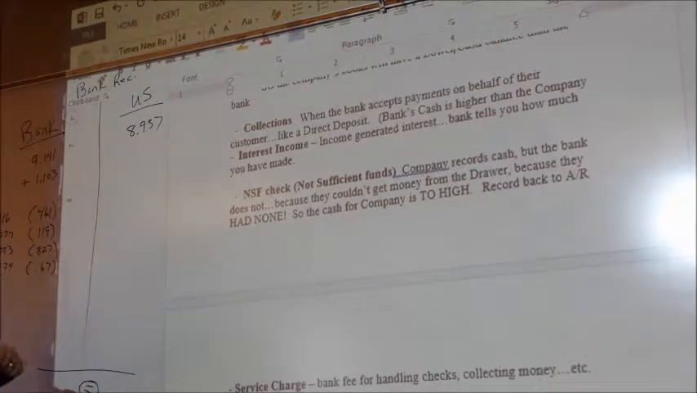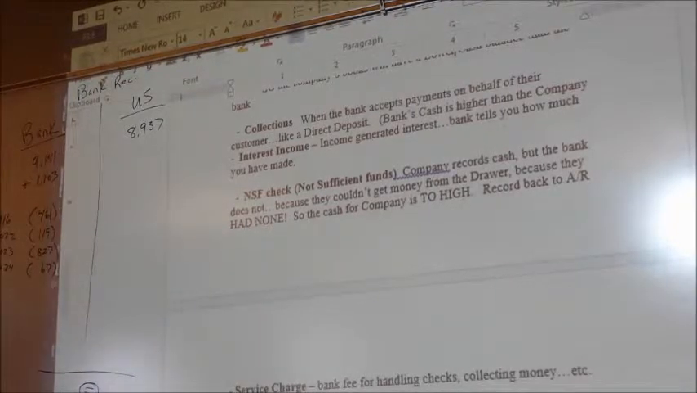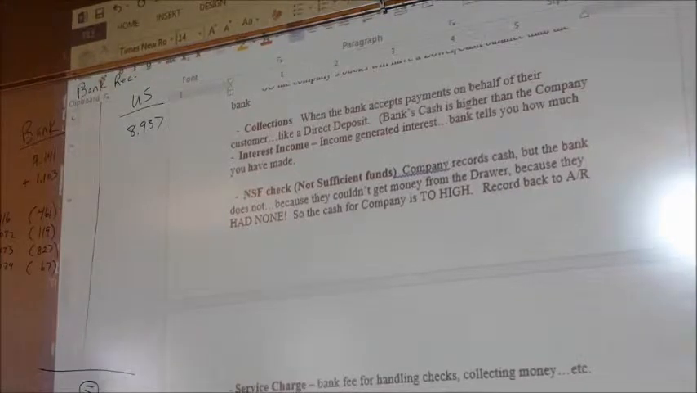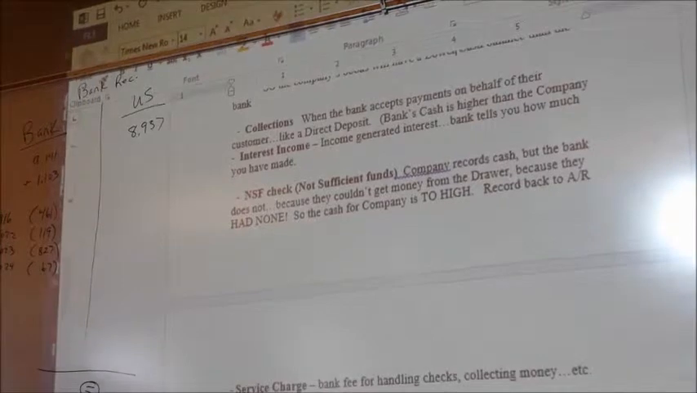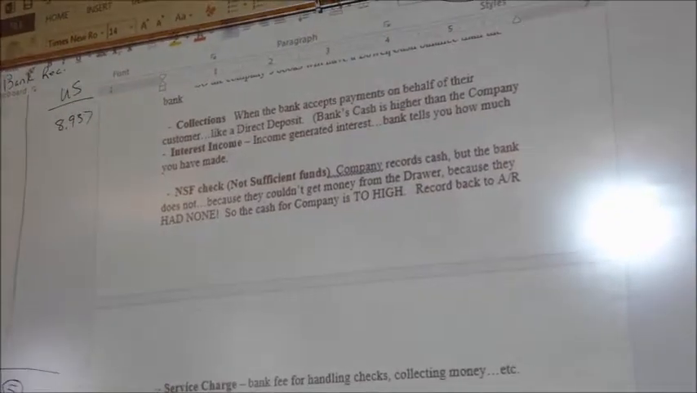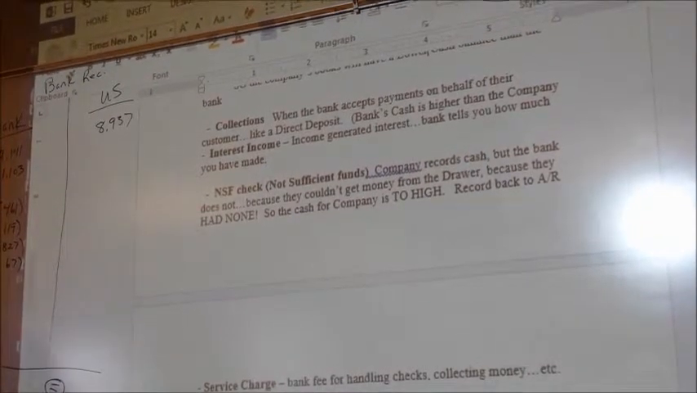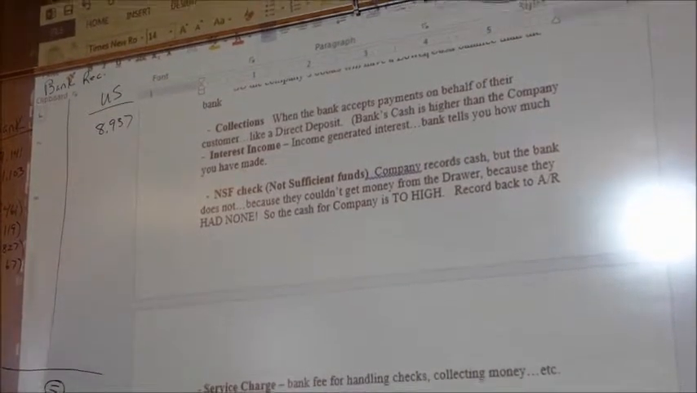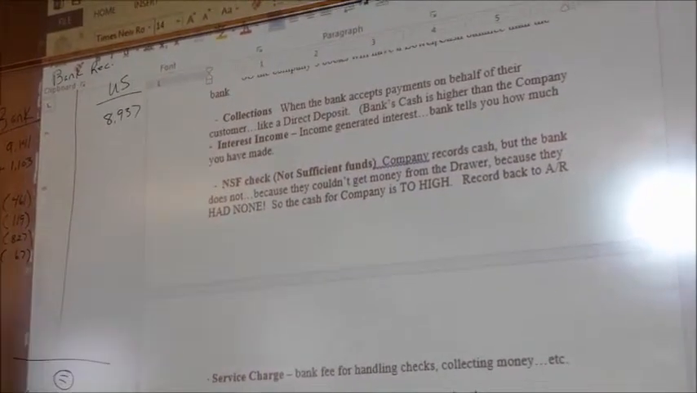Non-sufficient funds check. That's when we're looking at it from our perspective, from the business standpoint, in that Jackie wrote my business a check, and Jackie didn't have any money in the account. So therefore, I didn't get paid. It looked like I got paid. I thought Jackie paid me $100. But when I went to take it to the bank, it was denied.